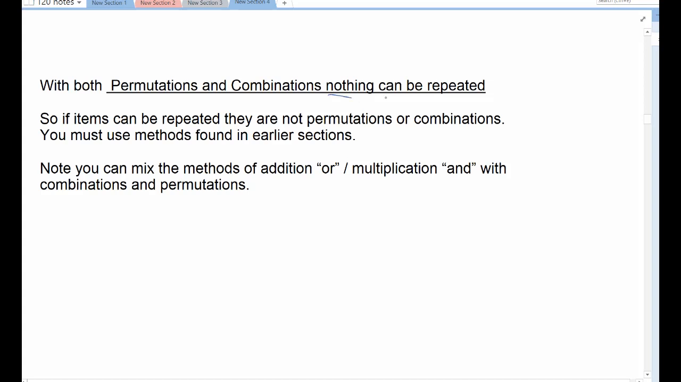With permutations and combinations, the biggest thing is to make sure that repeats are not allowed. You can only use them if repeats are not allowed. If you're allowed to repeat, you have to use the stuff we did in 6.3. You have to use your and/or strictly, by multiplying and adding accordingly.